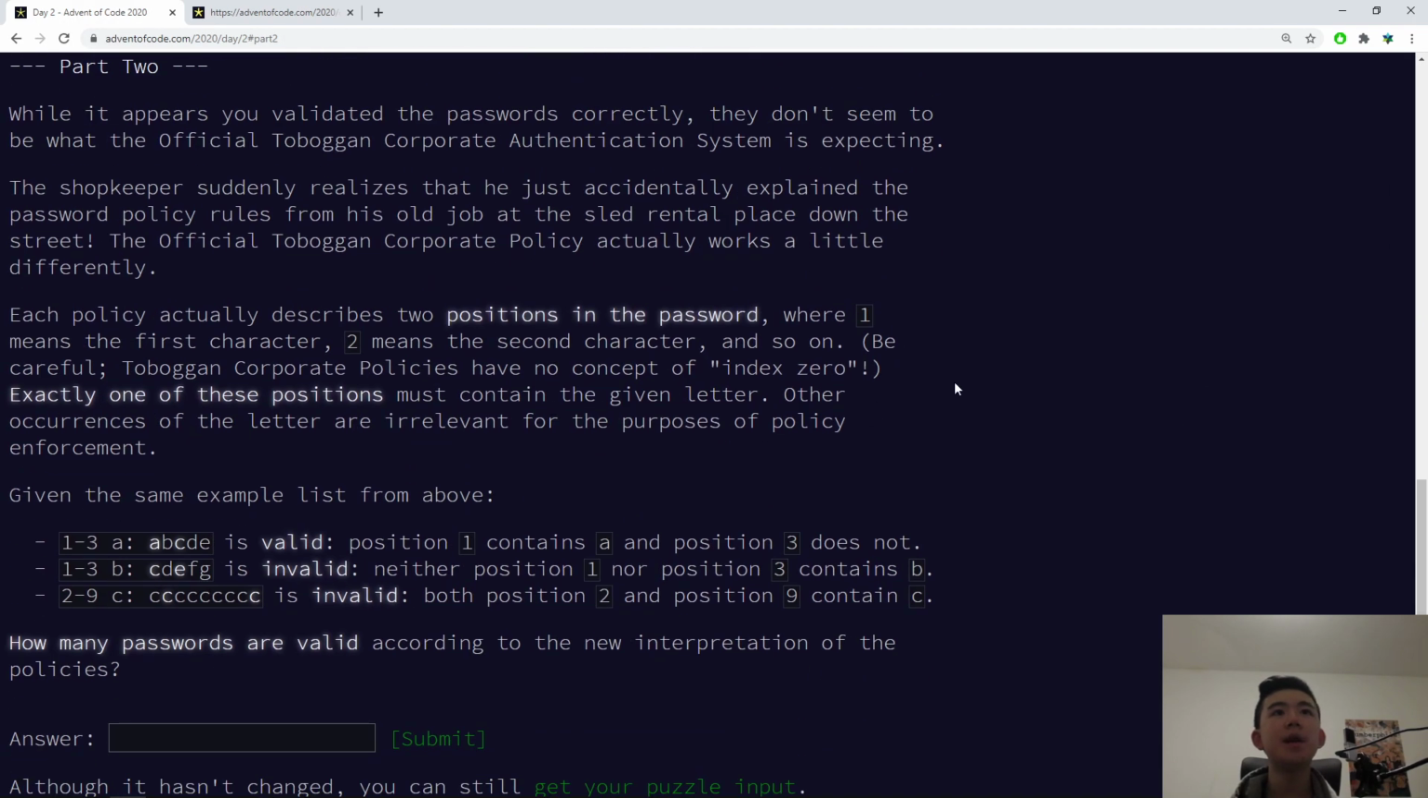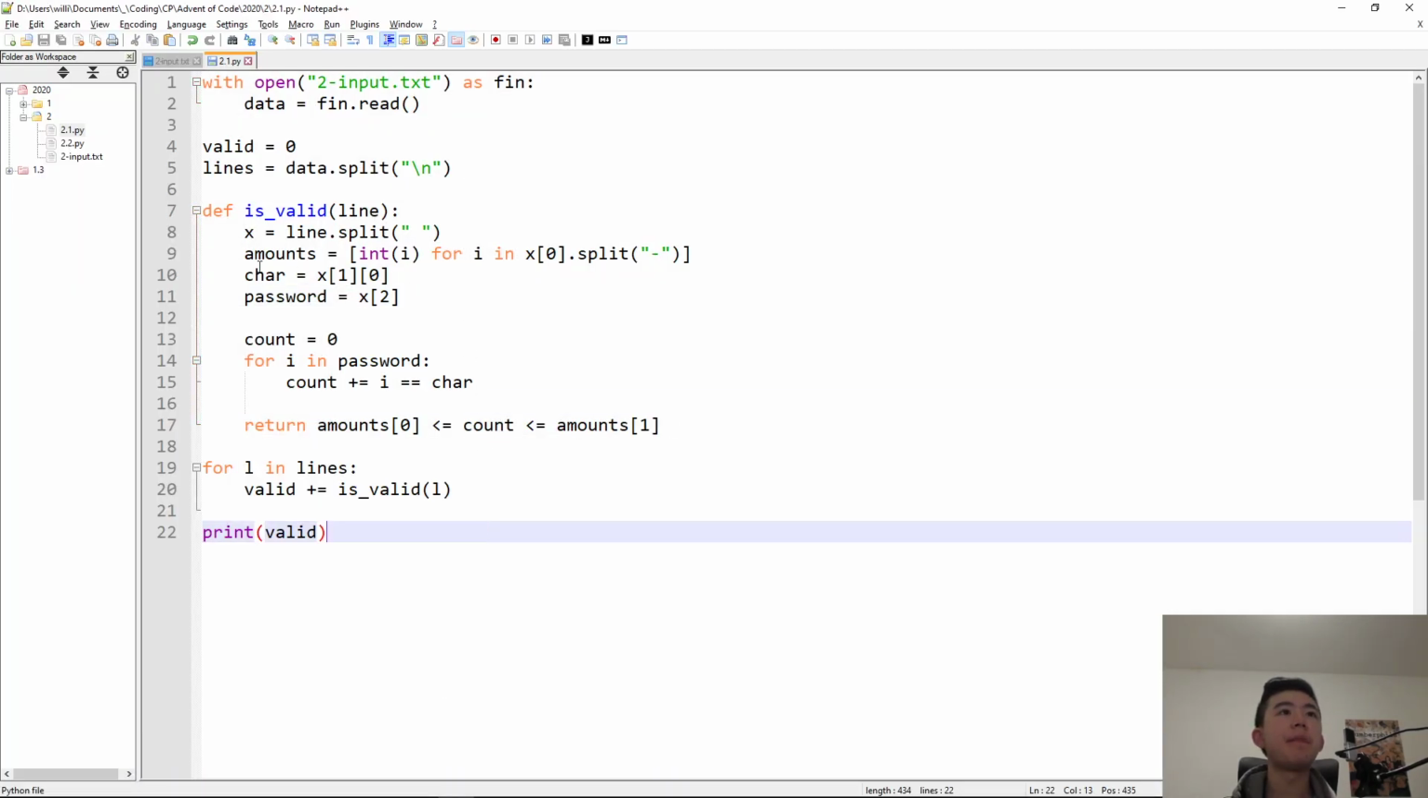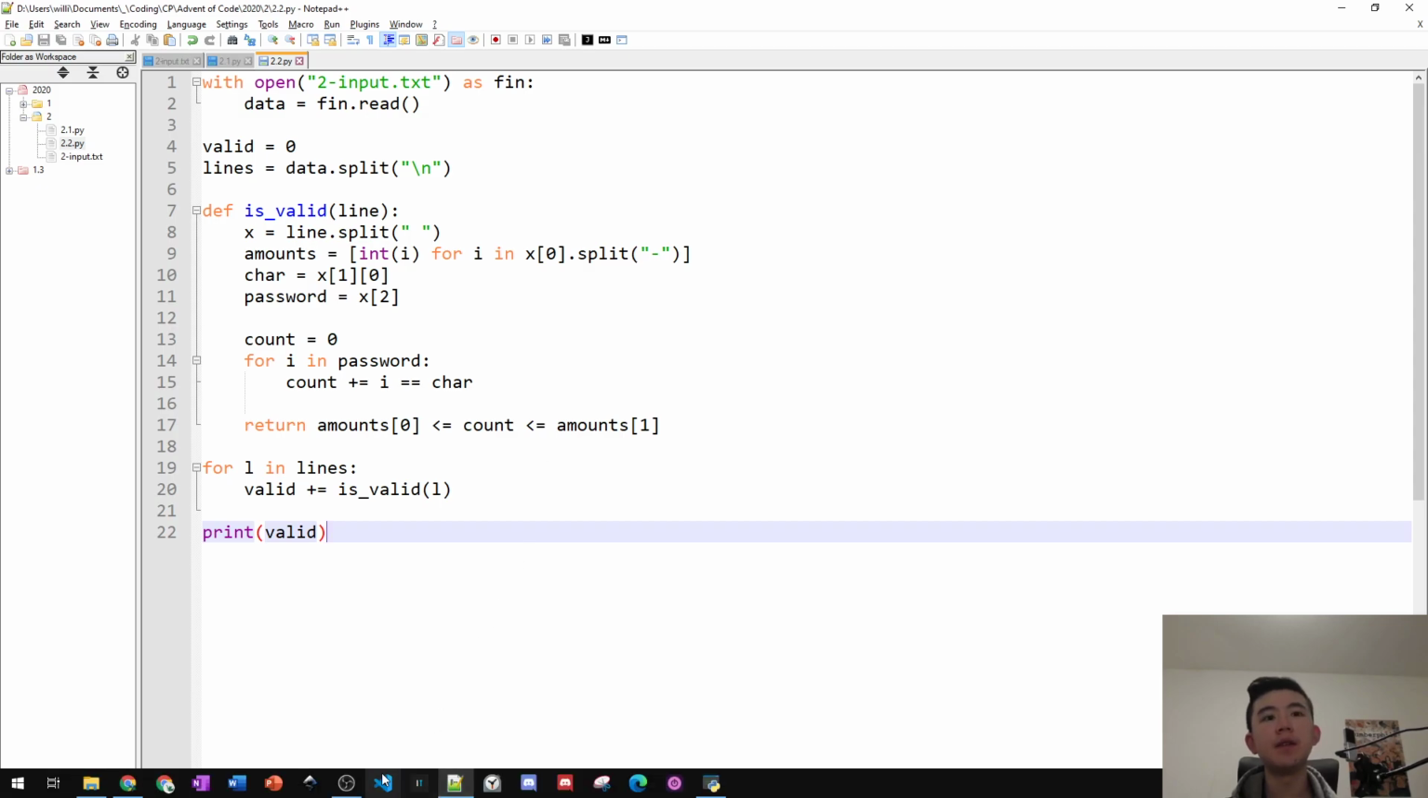Okay, while it appears that you validated the passwords correctly, they don't seem to be what the official Toboggan corporate authentication system is expecting. The shopkeeper suddenly realizes that he just accidentally explained the password policy rules from his old job at the sled rental place down the street. The official Toboggan corporate policy actually works a little bit differently. Each policy actually describes two positions in the password, where one means the first character, two means the second character, and so on. Okay, no index zero. Exactly one of these positions must contain the given letter. Other occurrences of the letter are irrelevant for the purposes of policy enforcement. Oh, okay. Well, this doesn't seem that much different.